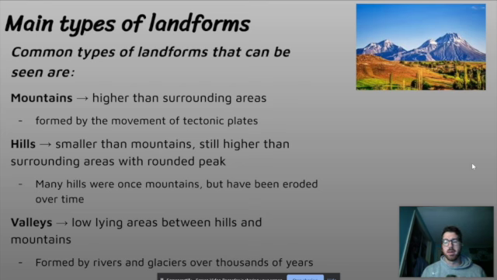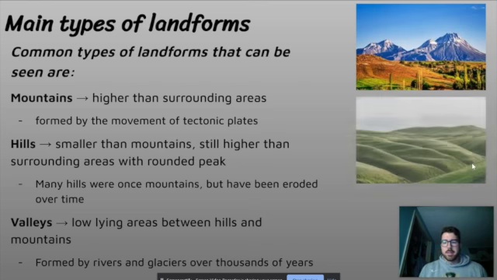Hills are also higher than the surrounding areas, but they're much smaller than mountains, and they typically have a rounded peak, not quite the jagged peaks you'll see on tall mountains. Many hills were at one point mountains, but over millions and millions of years, they were eroded away. And here's a nice little example of some rolling hills.